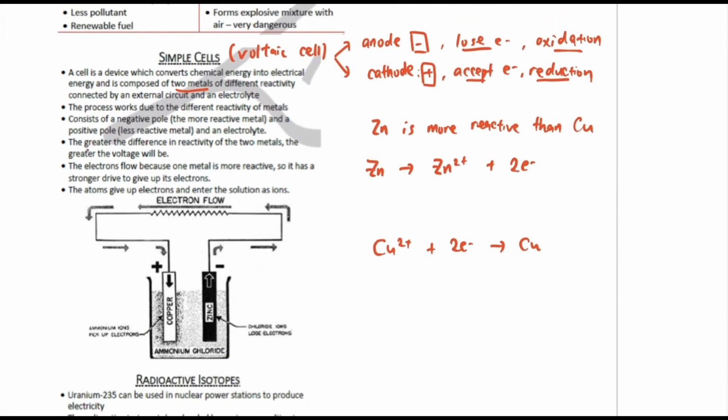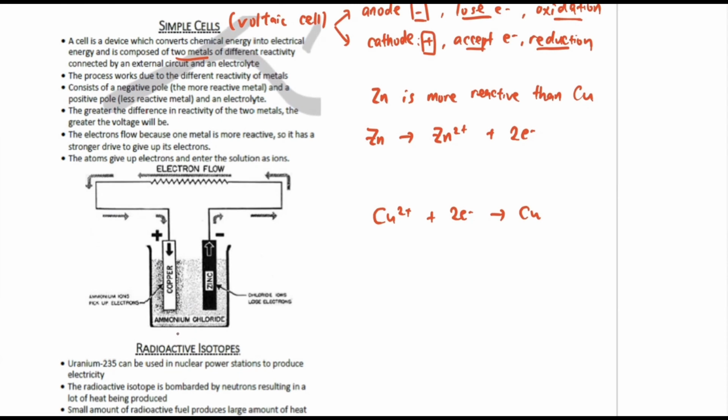Now let's continue. The electrons flow because one metal is more reactive. Zinc, being more reactive, produces electrons, so it has a stronger drive to give up its electrons. The electrons flow through the external circuit. The atoms give out electrons and enter the solution as ions, so the zinc becomes zinc 2+ and enters the solution. And that is the end of the simple cell, or voltaic cell.